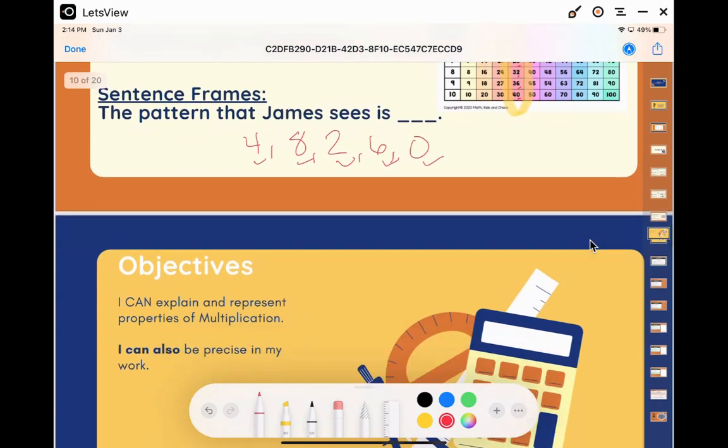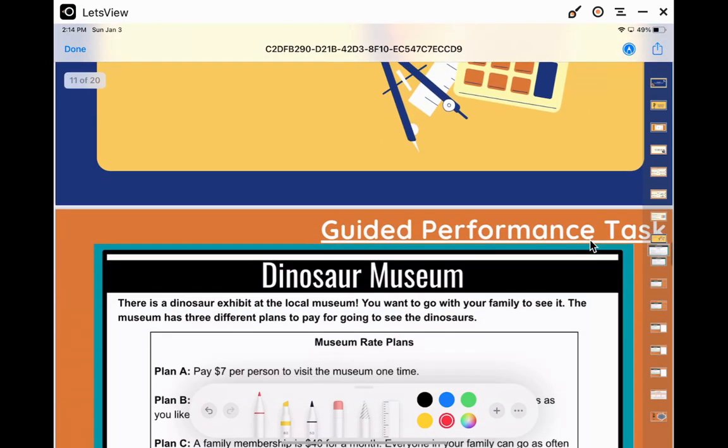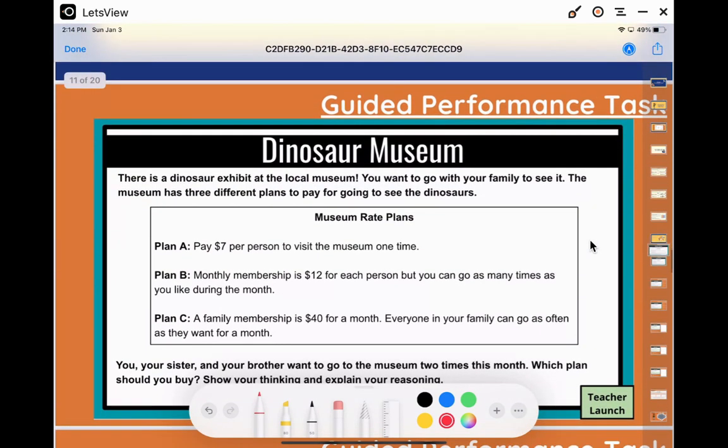All right, guys, let's hop into the lesson. Our objective for today is that I can explain and represent properties of multiplication, and I can also be precise with my work. And so, as I said, today is a guided performance task. That means the first time we're going to go through a task together, I'm going to ask you a lot of questions that you are going to respond to on your Nearpod.